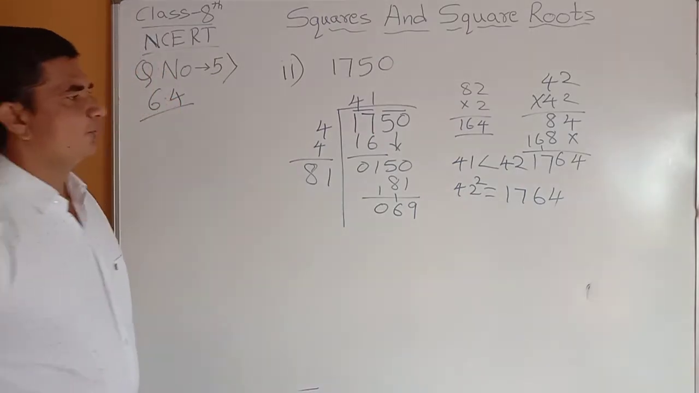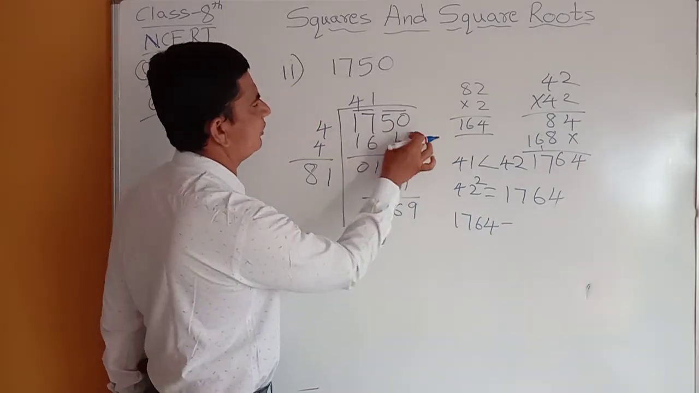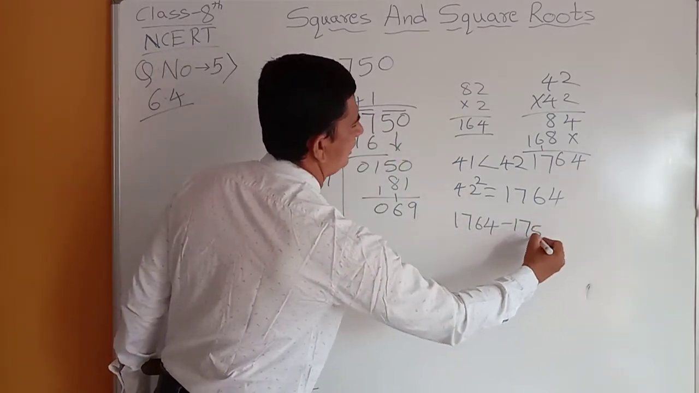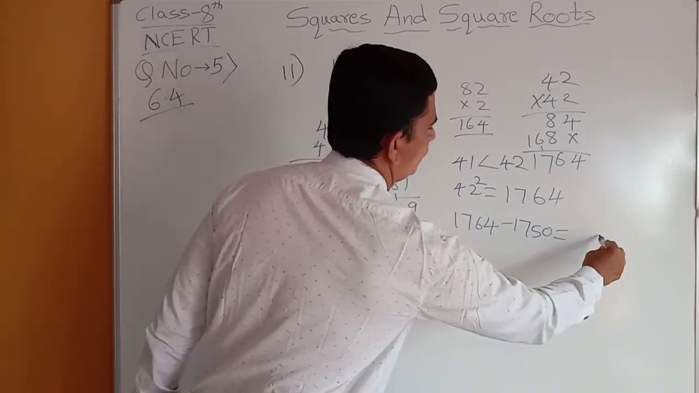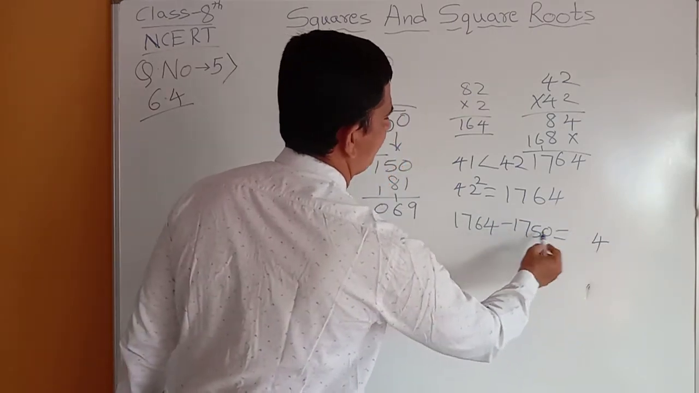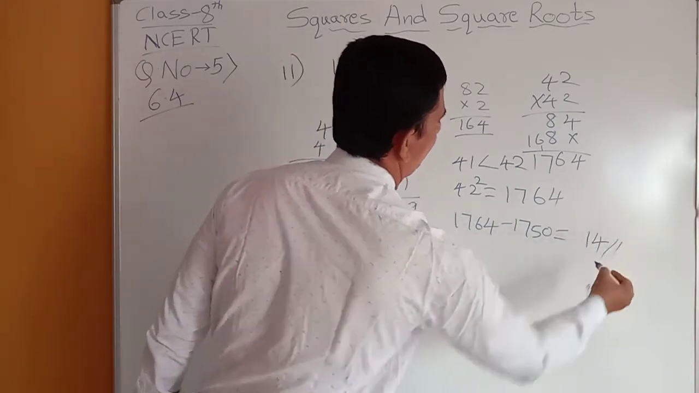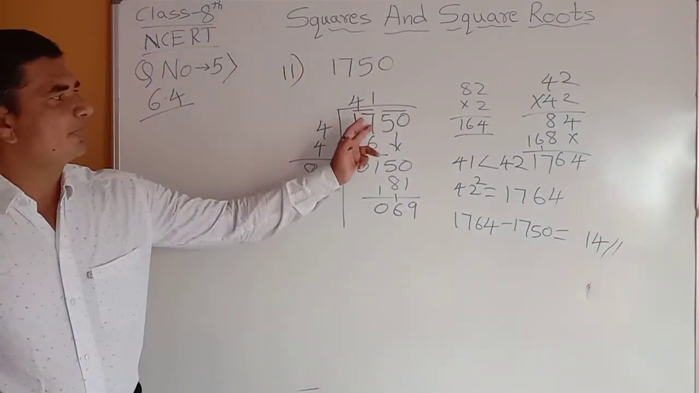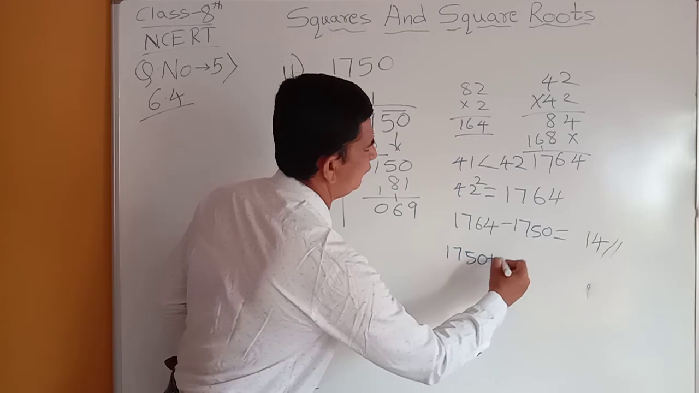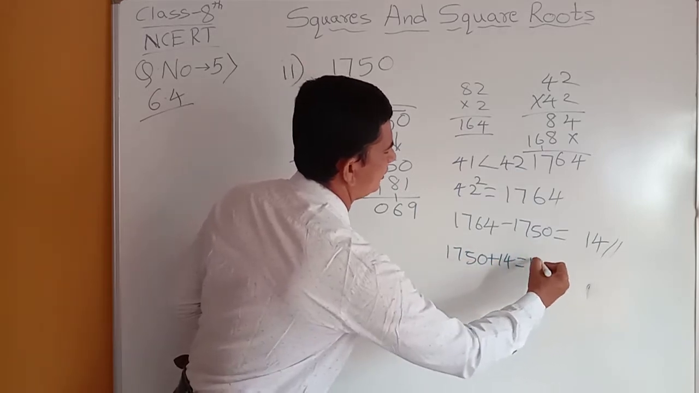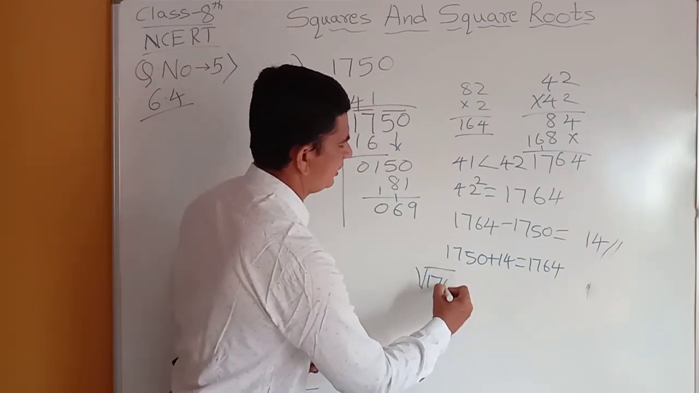Now in this 1764 we have to subtract 1750. Students, let us see: 4 minus 0, 4 only. 6 minus 5, 1. 7 minus 7, 0. 1 minus 1, 0. So the answer is 14. So to make this number a perfect square, we have to add 14: 1750 plus 14 is 1764. Again, we have to find the square root of this 1764.